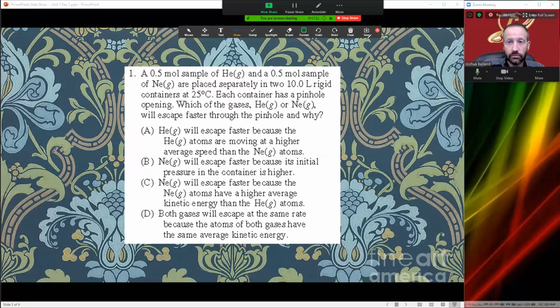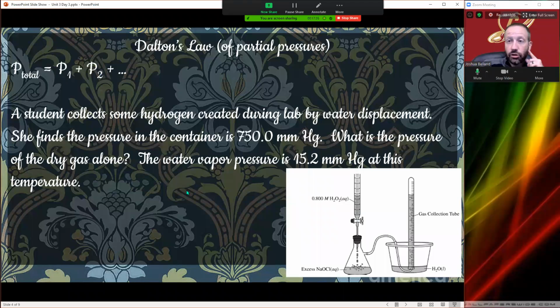Don't leave any blanks. Okay, let's talk about Dalton's law. Dalton's law of partial pressures, it's often called, or you'll often just hear partial pressures. You want to hear the Dalton's part of it. Hey, that's fine. It's all the same. Okay. Here's the thing, super easy.